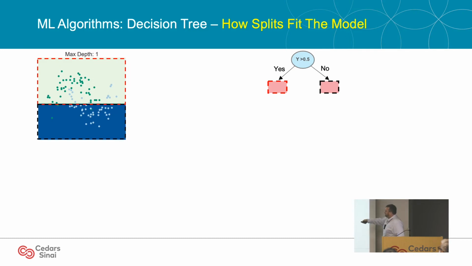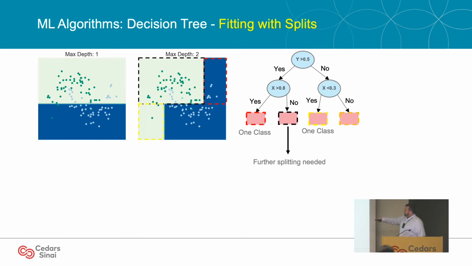We have x and y axes, which are represented by the variables x and y over here in the decision tree. So our first split is y is greater than 0.5. That's this first line. We can see the resulting instances that end up in either leaf, either the red square or the black one. Okay?